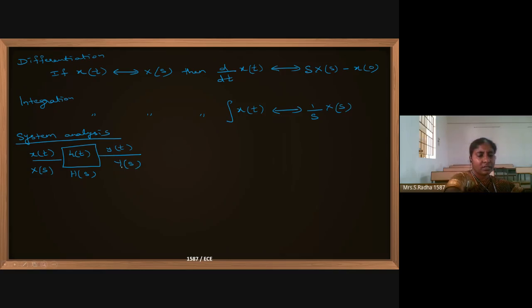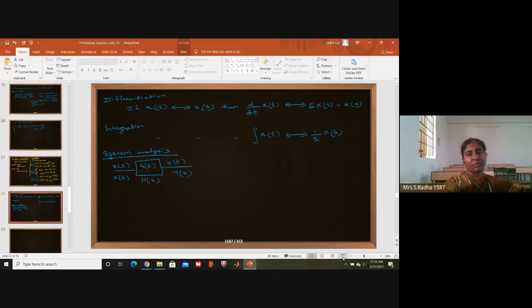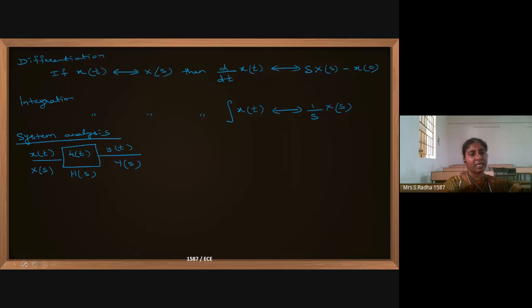Y of s, and in general output is convolution of input and impulse response. In system analysis, input is x of t, output is y of t, system behavior is h of t. In frequency domain it is x of s, h of s, y of s.